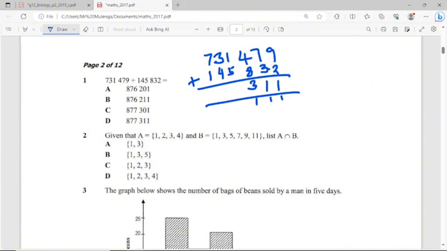Then 5 plus 1 it's 6, plus that one we're carrying, you get a 7. 3 plus 4 you get a 7. Then 7 plus 1 we are going to get 8. So our answer is 8773111. Let's check on the multiple choice where we have that answer. You can check that it's right here on D. Okay, so that means we have answered question 1.